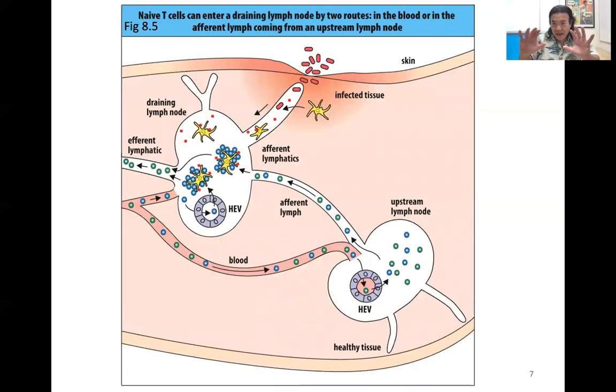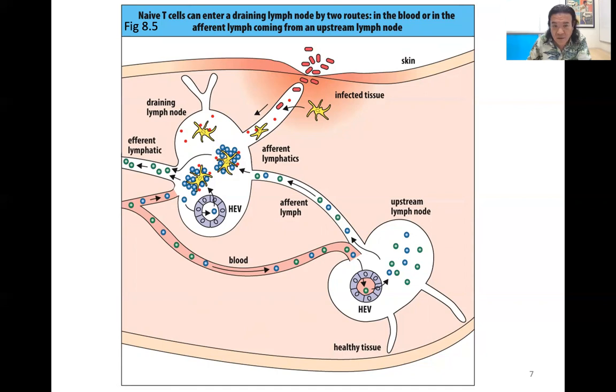So if we back out a bit, instead of being zoomed in on what's happening just at the lymph node, let's take a bigger picture. That means these blue and green T cells are doing their job by going between the blood and the lymph, the blood and the lymph.